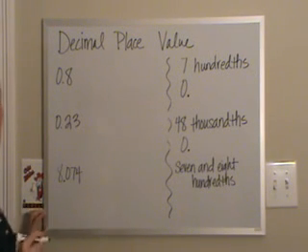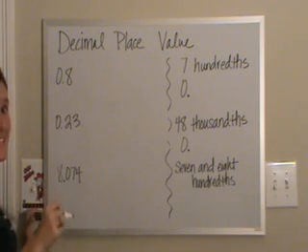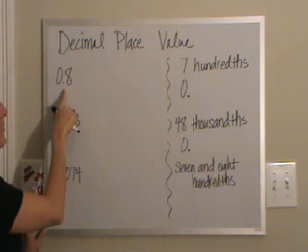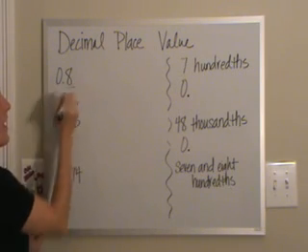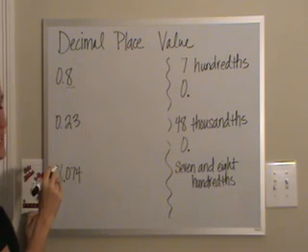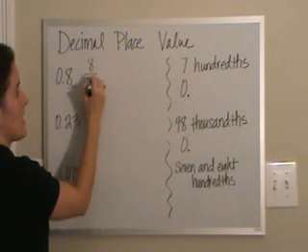Decimal place value is used to discuss small numbers, numbers that are less than 1. Any number that is less than 1 starts with a leading 0, followed by a decimal, and then the rest of your digits. In this example, we have a 0, a decimal, and an 8. The first place behind the decimal is the tenths place. So if we were writing a fraction, we would say this is 8 out of 10.